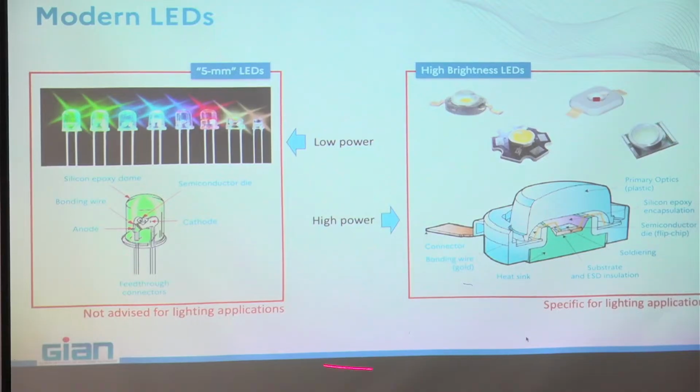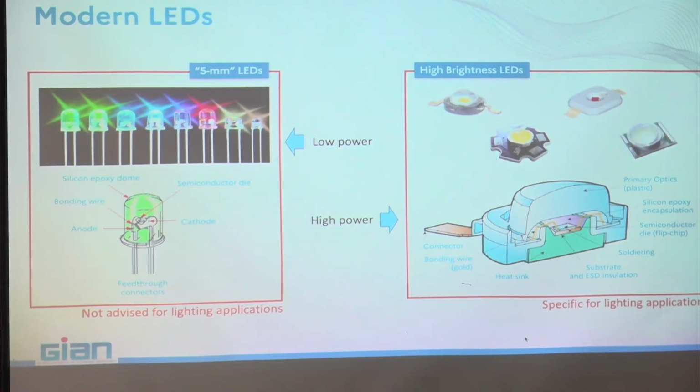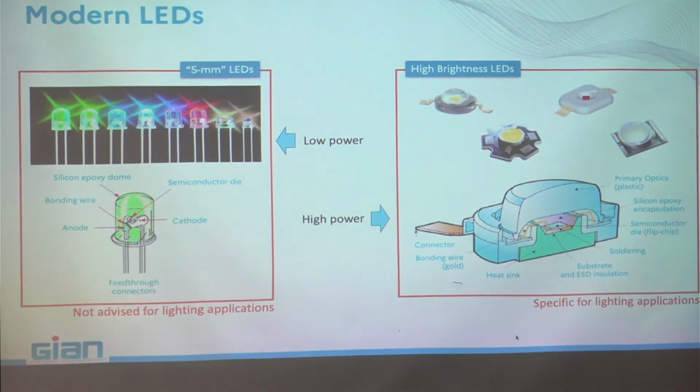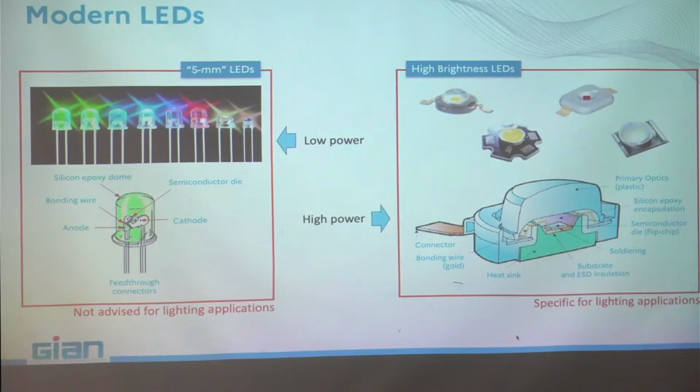Well, today we have two big categories of LEDs. I will explain afterwards how it works. You have the 5mm LEDs. Why 5mm LEDs? Because they have this characteristic shape with a dome, and the size of the dome is 5 millimeters. Okay, and you can produce any color and also white.